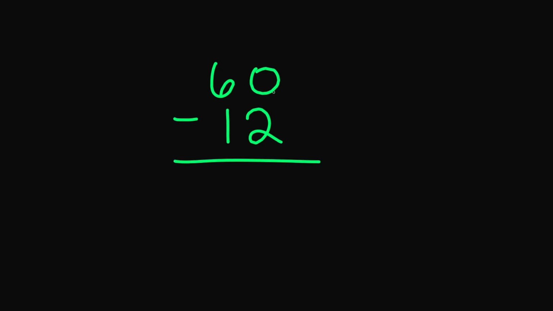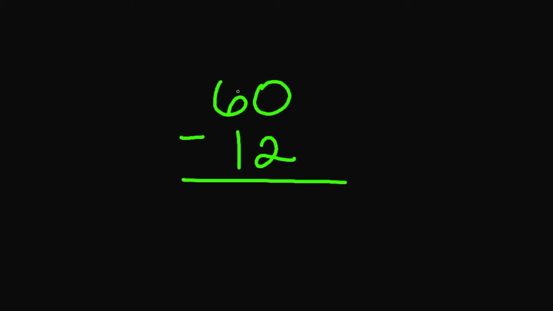So we know that I cannot subtract 0 minus 2 in the ones place, so I'm going to borrow in the tens place. So this 6 is going to become a 5. This 0 is going to become a 10. So now I can subtract. I have 10 minus 2, which gives me 8. And then we have 5 minus 1, that's going to give me 4. So your final answer is 48.